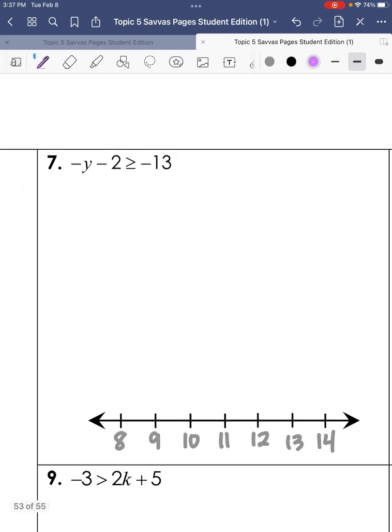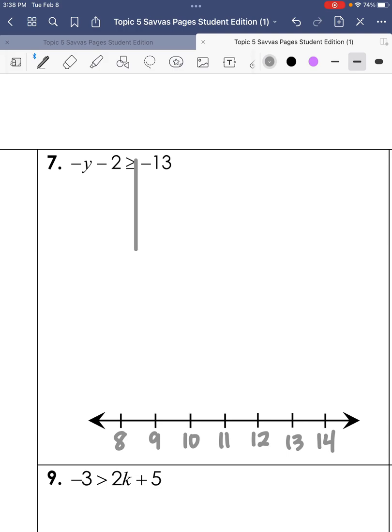So number 7, I've got -y minus 2 is greater than or equal to -13. So I've drawn a line through my inequality symbol. This helps me see that I've got two sides, and whatever I do on one side, I must do on the other. Now, my goal is to get this y right here by itself. What do I need to do first? Well, I need to undo this -2.